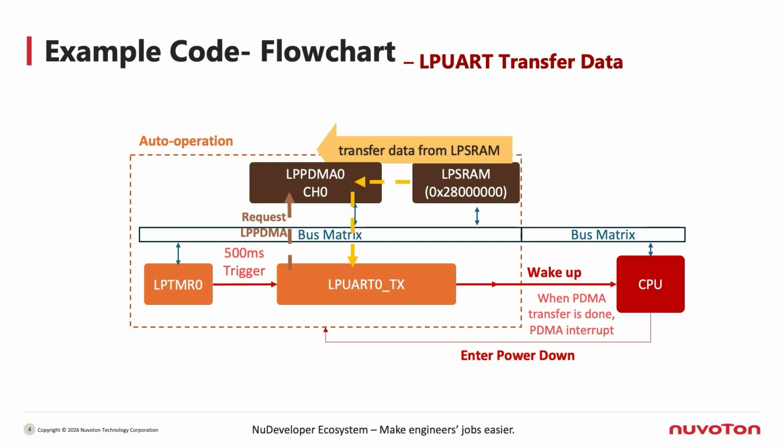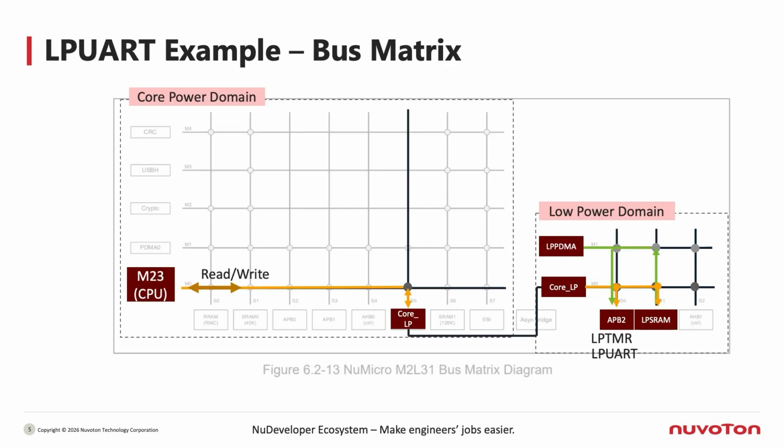actively handle the transmission. At the same time, we also configure the system so that when the PDMA transfer is completed, an interrupt is generated to wake up the CPU once. After that, the system immediately returns to low power mode. In this way, most of the data transmission is handled entirely by hardware, allowing the system to maintain very low power consumption. Next, let's take a look at the relationship between each peripheral from the bus matrix point of view.